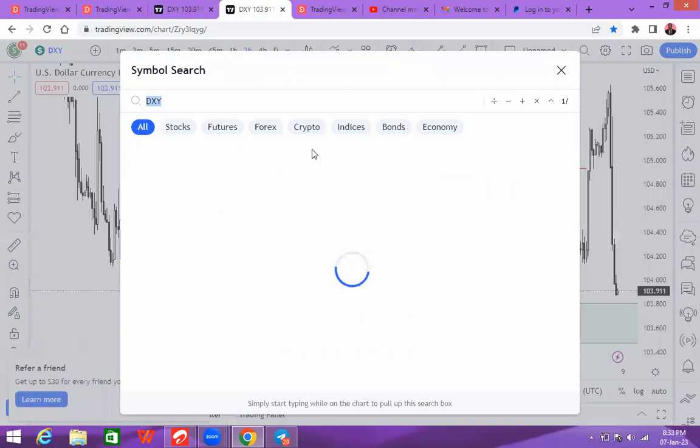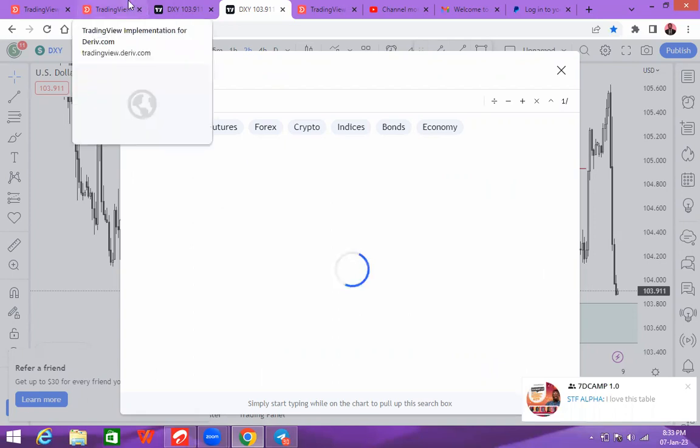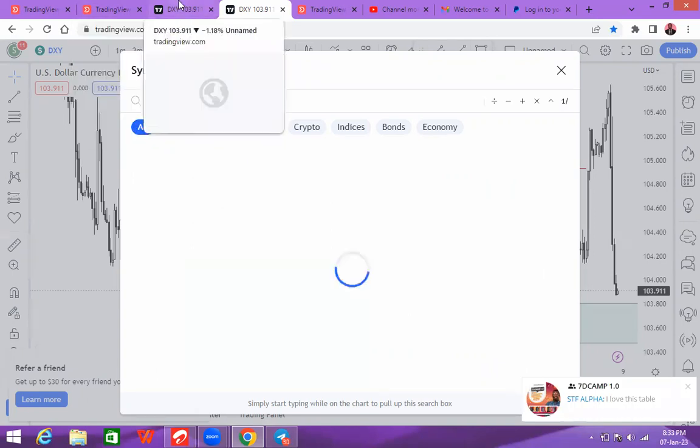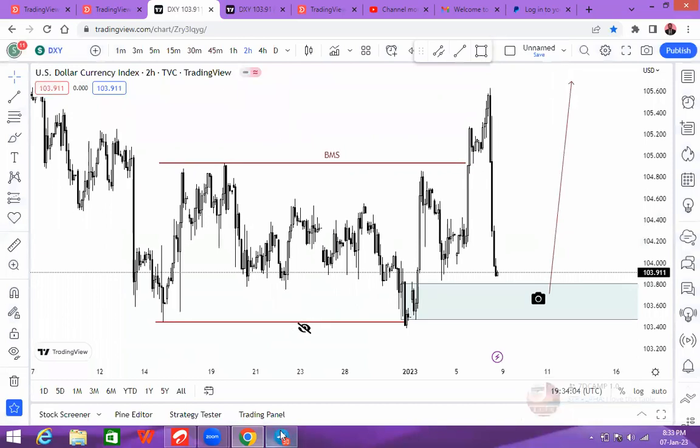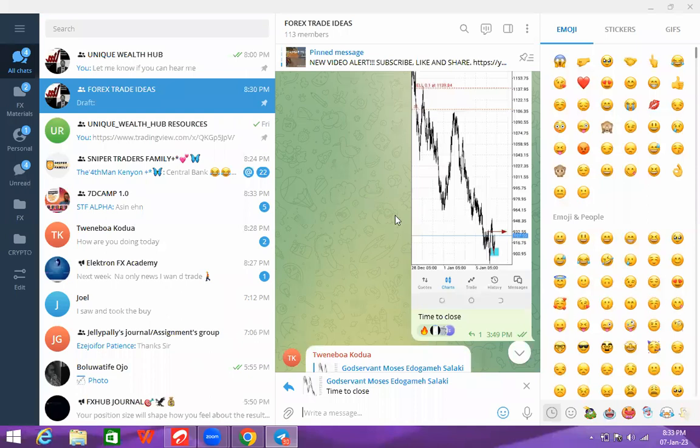I already dropped these annotations in the group. So these charts are in. So we are bearish on the Euro USD. Let's see if I can find it.